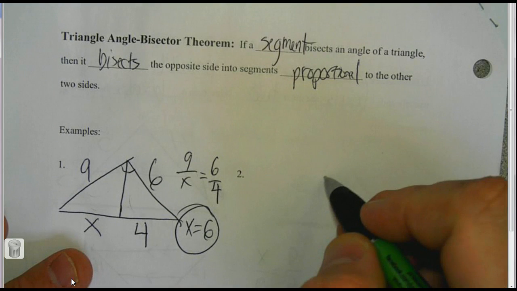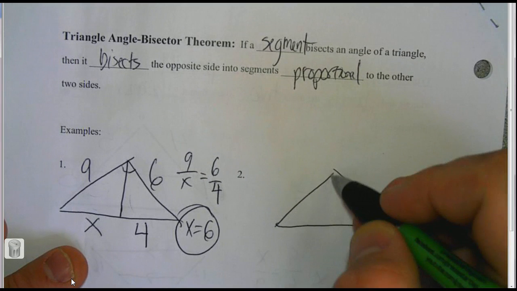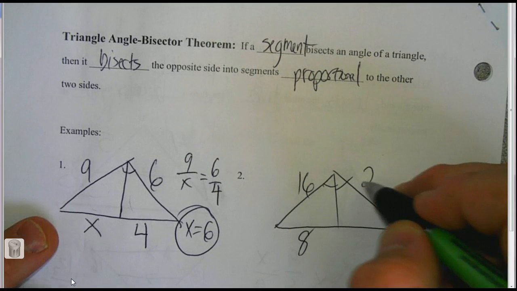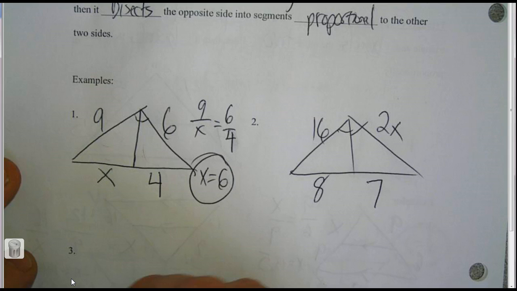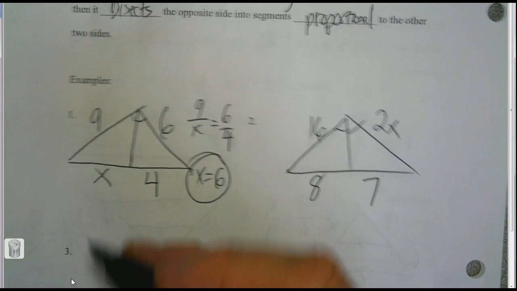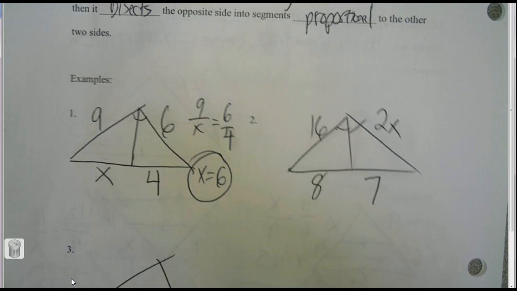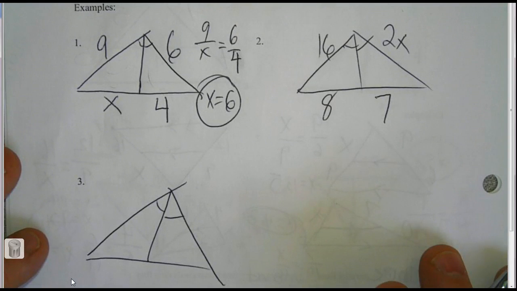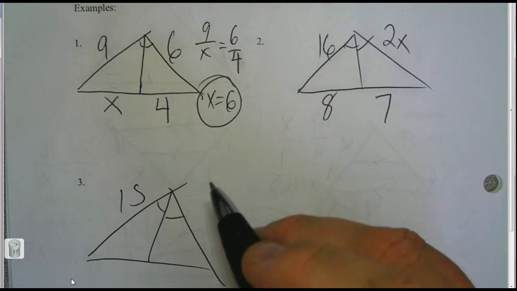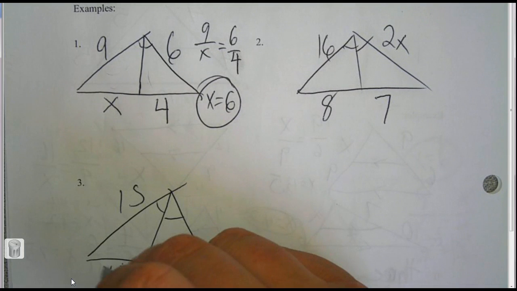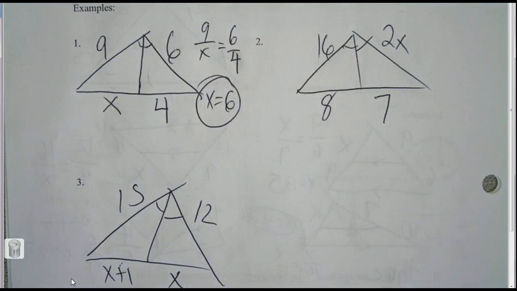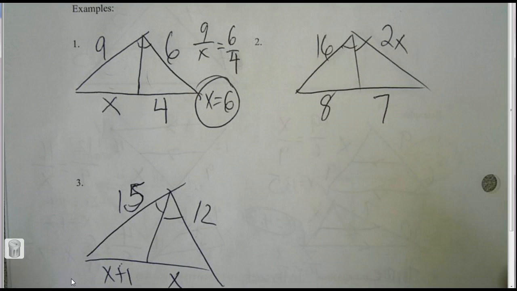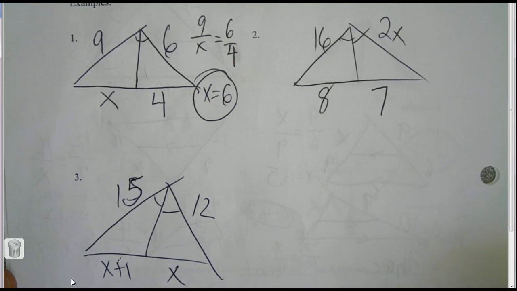Okay, so I'm going to create 2 more examples, and I want you guys to do them. So this is 15 over x plus 1 and 12 over x. This one is 16 over 8 and 2x over 7. So go ahead and set up the proportions and solve.